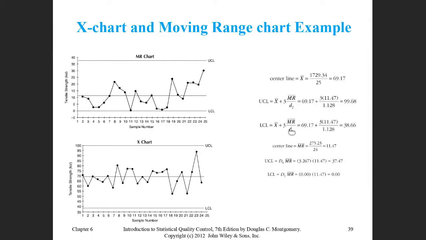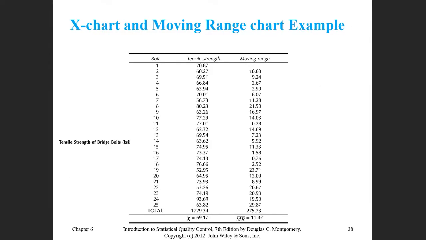The same for the lower control limit, except that it has to be minus. I think there is a typo here. This has to be minus, not plus. So the lower control limit will be minus instead of plus. For the moving range control chart, we have the average of the moving range calculated by taking the sum of the moving ranges divided by 24 instead of 25. Pay attention to this one, please.